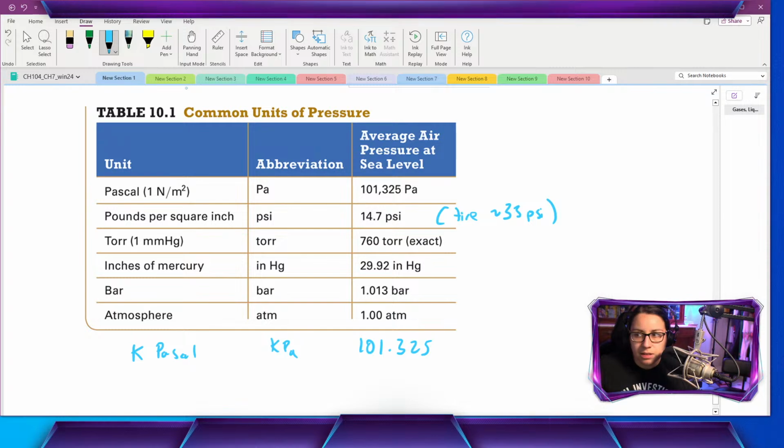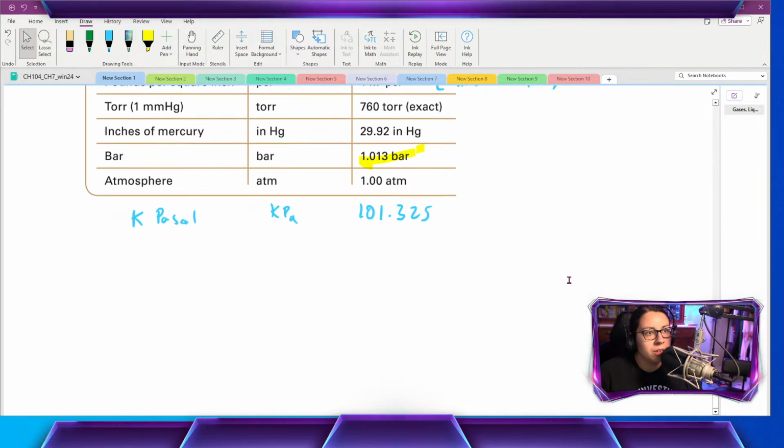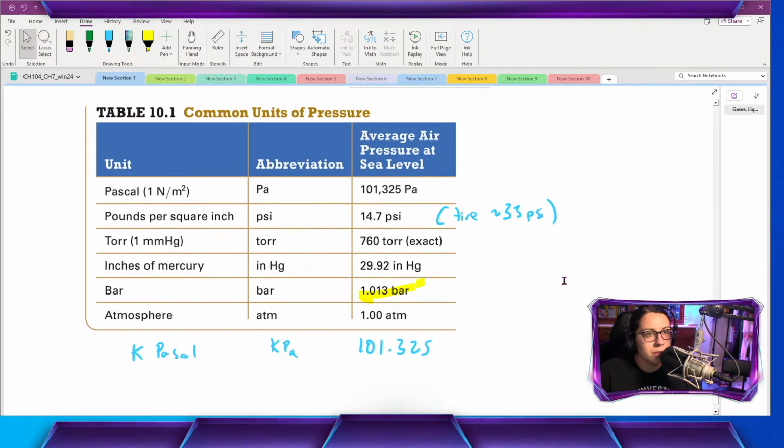atmospheres. Y'all in the chat, if you have trucks, you can always tell me what those pressures run at. So 14.7 psi is 1 atm. And then we might also see bar, especially if you look at a local weather report, that's going to give the pressure in bar. Yeah, so there's our inches of mercury. Any questions about that so far?